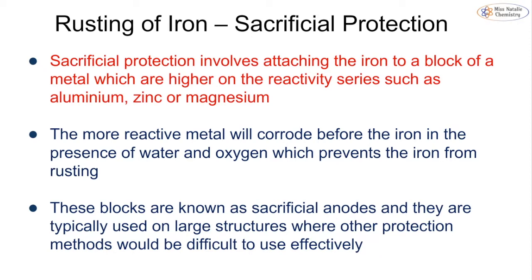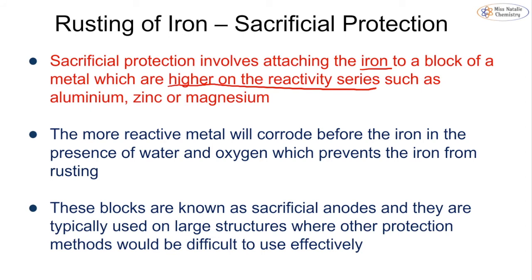Now, we don't always use zinc. We can use other metals for this, such as aluminium or magnesium, but if we do use zinc, then we call it galvanizing. So sacrificial protection involves attaching the iron to a block of metal that is higher on the reactivity series. And we would use either aluminium, zinc, or magnesium.